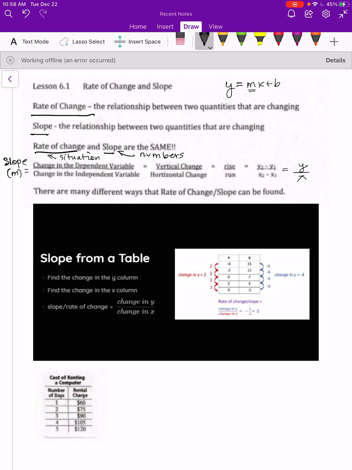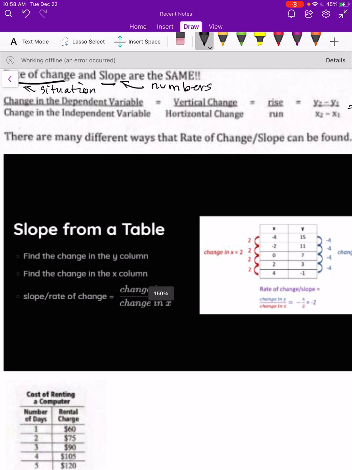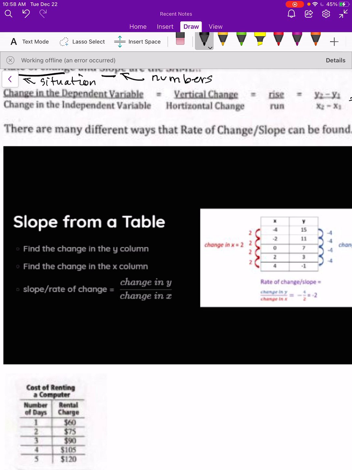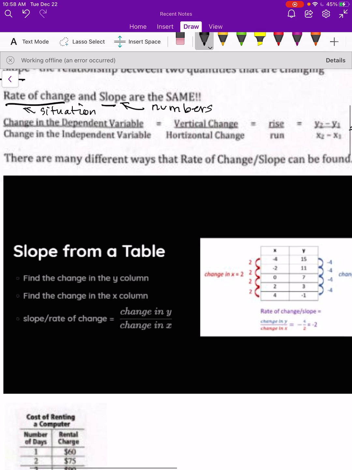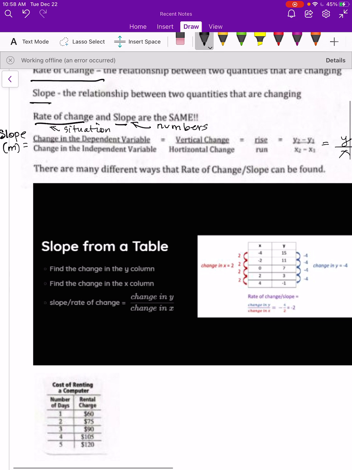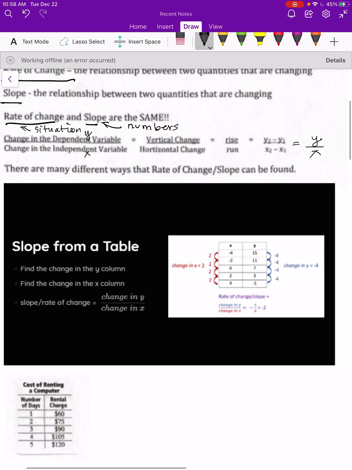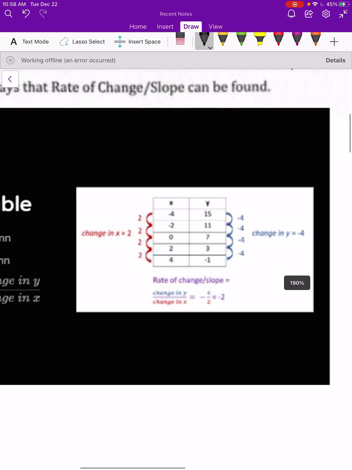Now, we are going to find many different ways, and the first one we're going to focus on is table. So in a table, here are the directions. You find the change in the y column, you find the change in the x column, and then slope or rate of change, because it's exactly the same, is the change in y over the change in x. So you can see we had the change in the dependent over the independent, and that's just fancy for dependent would be y, independent would be x, and you know that from our last chapter. So here is a table.